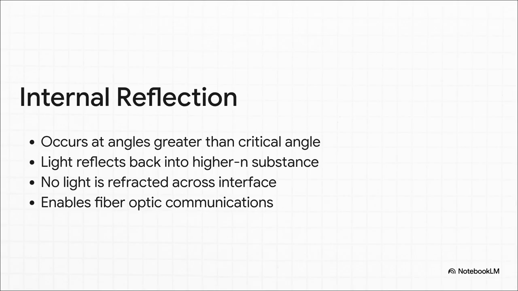Now, if your angle of incidence is even slightly greater than that critical angle, you get total internal reflection. Absolutely no light is refracted across the interface. The light behaves as if the boundary is a perfect mirror, reflecting entirely back into the higher dense substance.